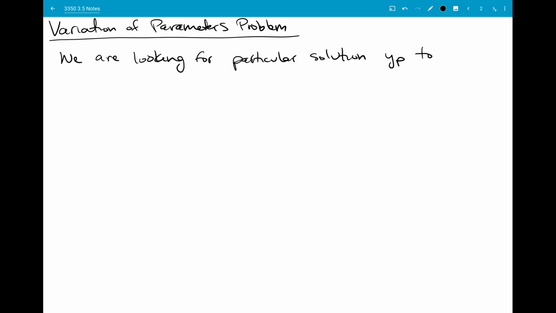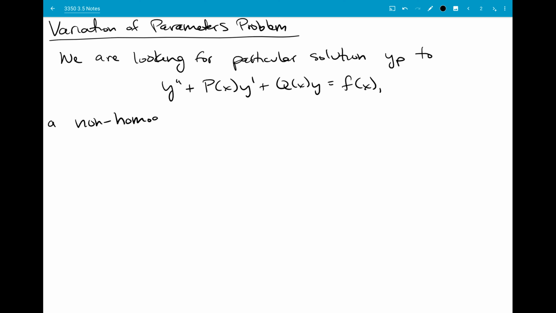To this differential equation, y double prime plus some p of x times y prime plus q of x times y equal to f of x. And that's going to be a non-homogeneous second order equation.